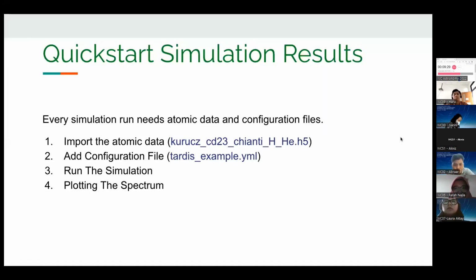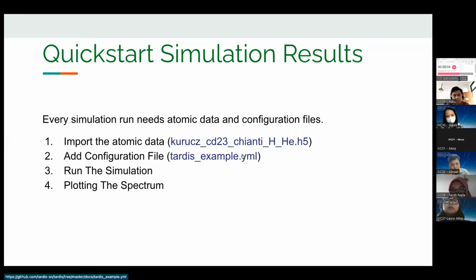Next. In this slide, we'll discuss the TARDIS simulation setup. For every simulation run, it needs the atomic data and configuration files. There are 4 steps. First, we import the atomic data, which has the .h5 extension. Second, we add a configuration file, which is called tardis_example.yml. Thirdly, we run the simulation. And fourthly, we plot the spectrum.